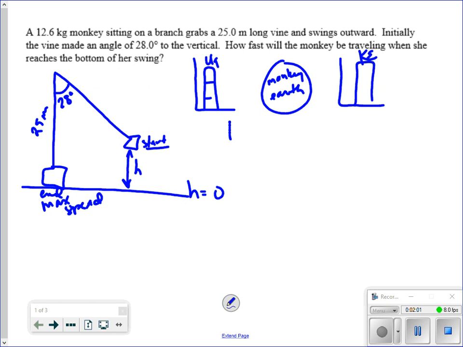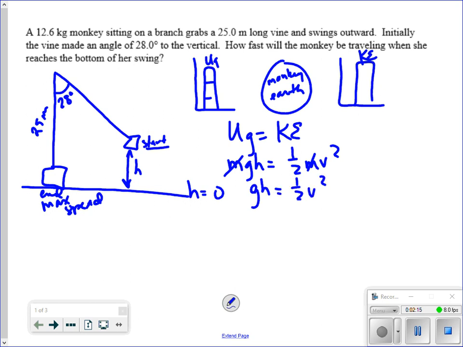So we can very quickly set these two equal to each other. And here are our formulas. And look, the mass cancels out, so honestly it doesn't matter. So GH equals 1/2 V squared. Multiply both sides by 2. And so V is going to be the square root of 2GH. Okay, so G is easy, but what about height? How do we figure out that height?